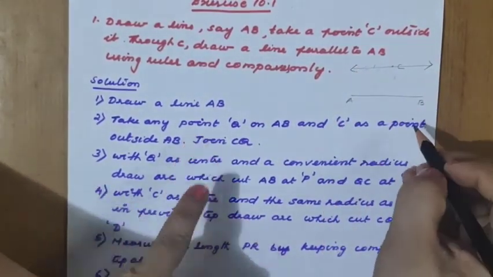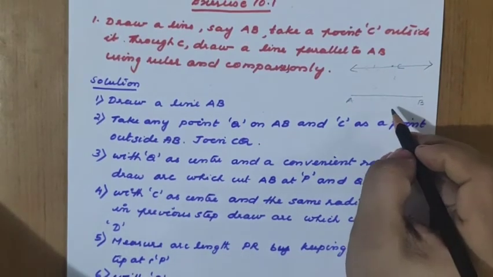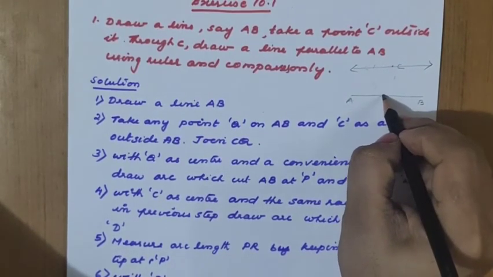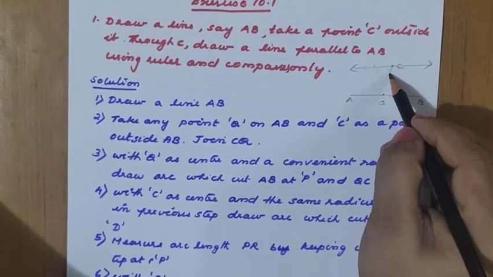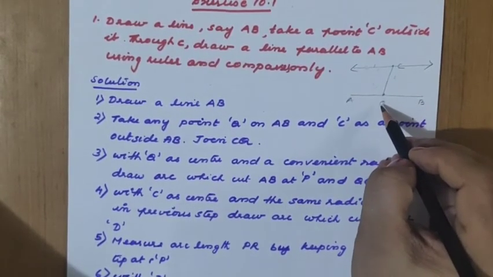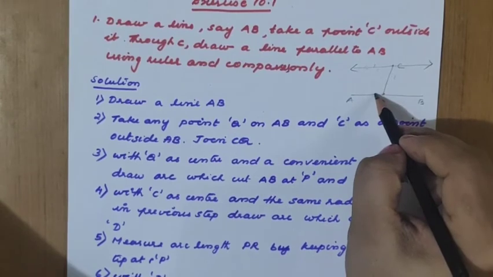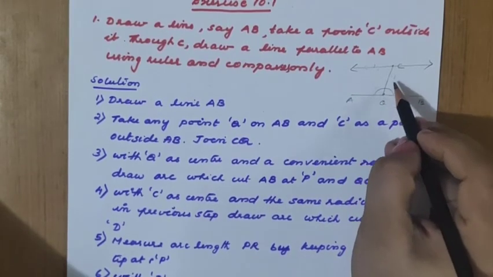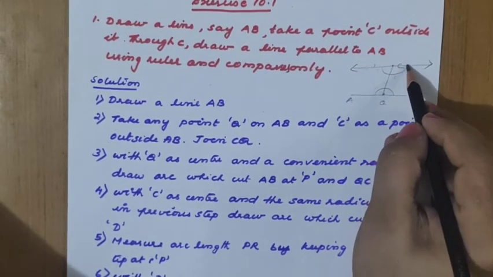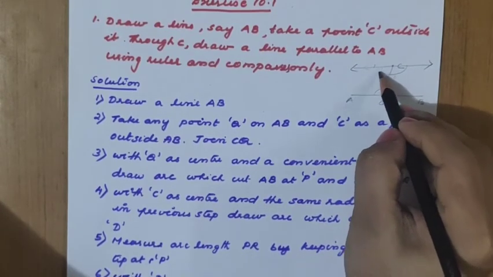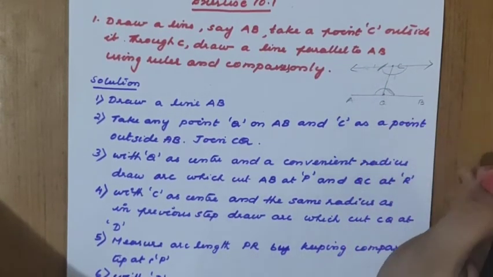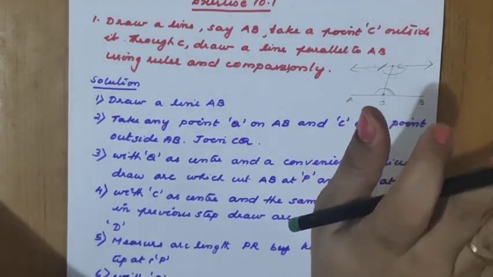Now how to do the steps: a point Q on AB we have to take. Again, what is the step to be continued? CQ to be joined, right? Next, a small arc to be drawn. Here also the same arc. Now measure this distance. Again from here you should cut here. So the same steps we did last time.